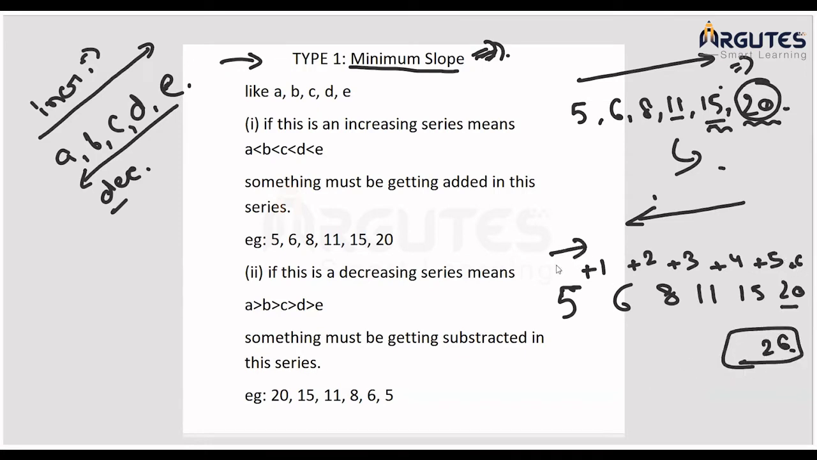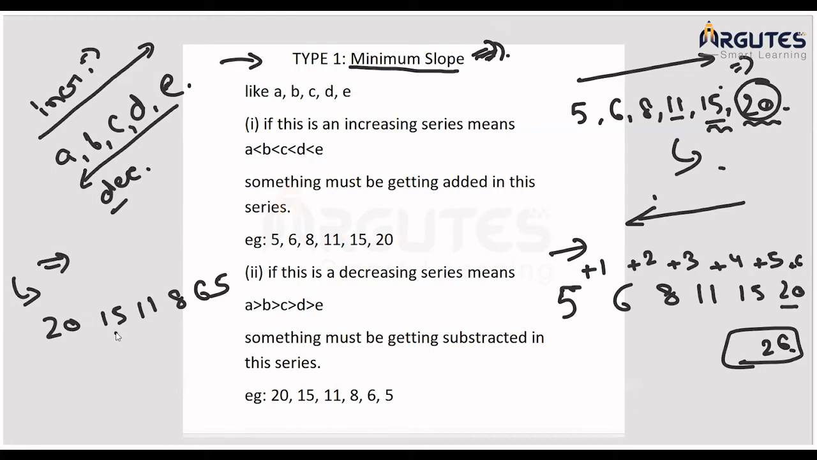So something is getting added, or if it is in decreasing form, like 20, 15, 11, 8, 6, 5. Here what we see is, is this 5 some times of 6, like 2 times, 3 times? No, it is not like this. Is this 6 some times of 8, like 2 times, 3 times? No. So again we see that it is in the form of minimum slope. Minimum slope means something must be getting added or subtracted. So it is in decreasing order, so something must be getting subtracted.